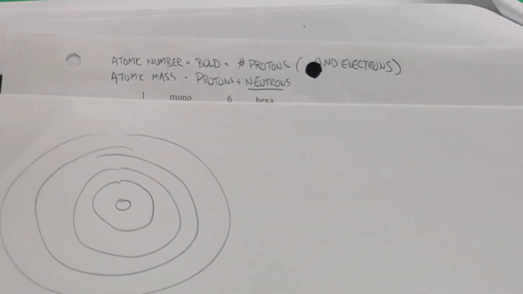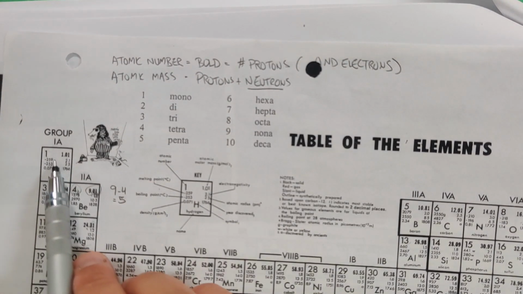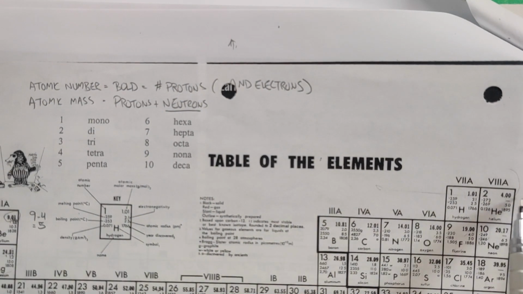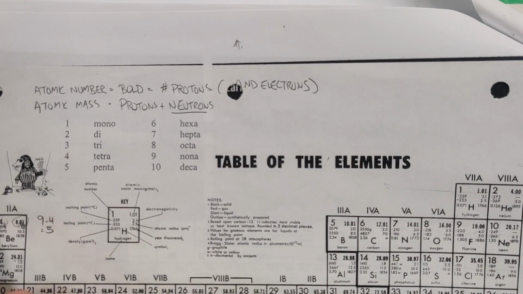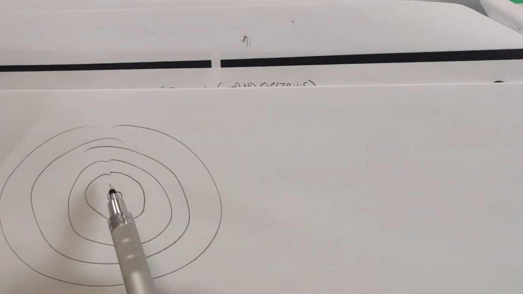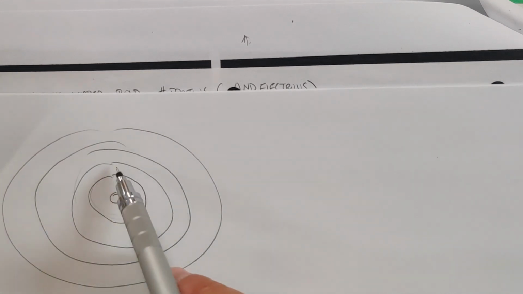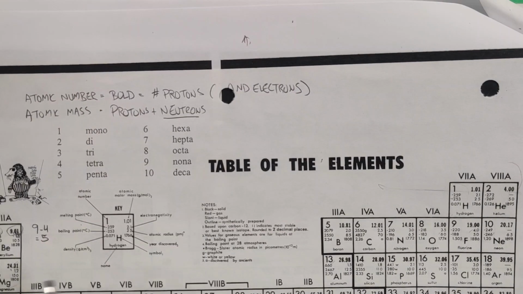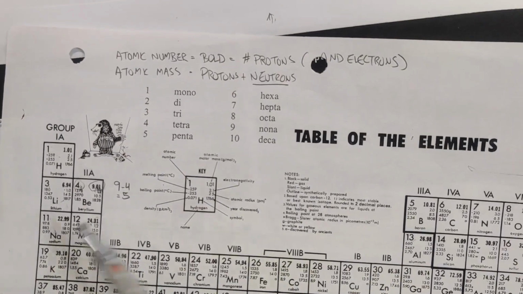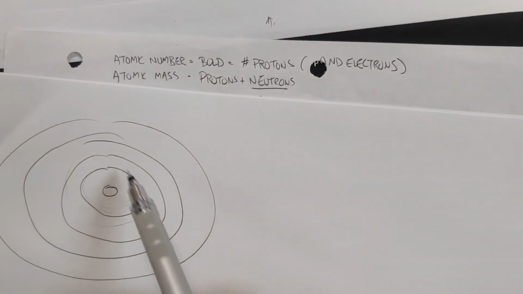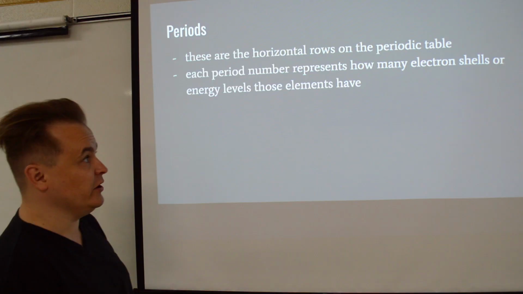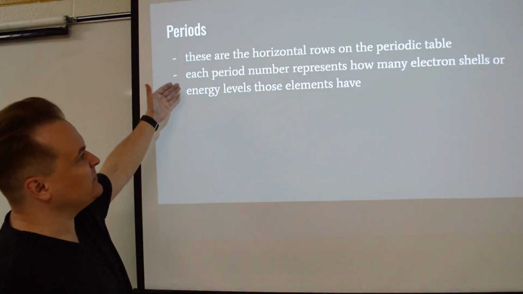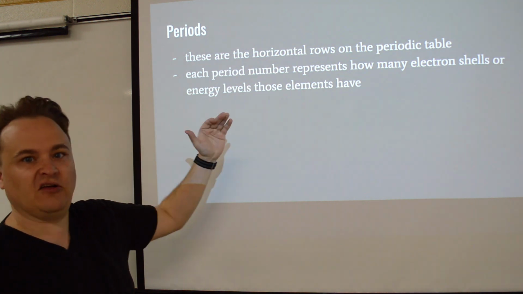Well, in this period, period 1, right here, there's only going to be one ring. In period 2, when we're drawing these diagrams, there'll be one ring, two rings. Period 3, right here, there would be 1, 2, 3 rings, 4, 5, etc. So that's what period means. You need to know that. Period represents how many electron shells.